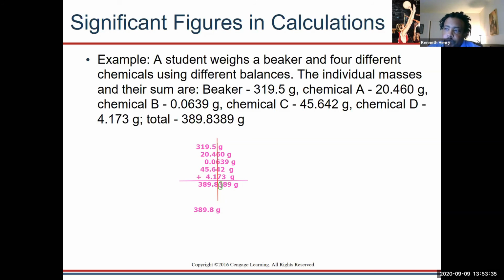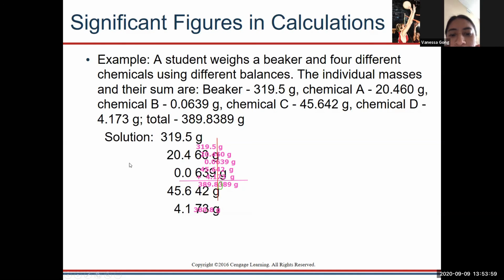So we use this number to determine whether we round up. If we don't round up, we just take that number that's there, 389.8. And this all here is uncertain, so we leave that stuff alone. We drop it. Okay? Questions? Concerns? Cash? Credit?